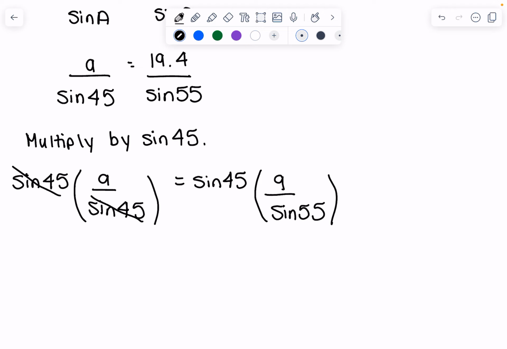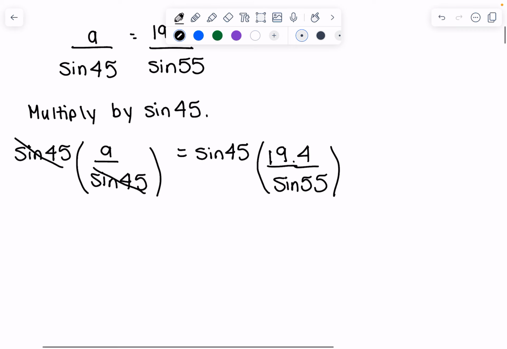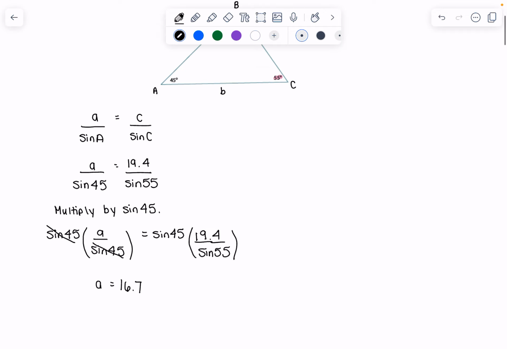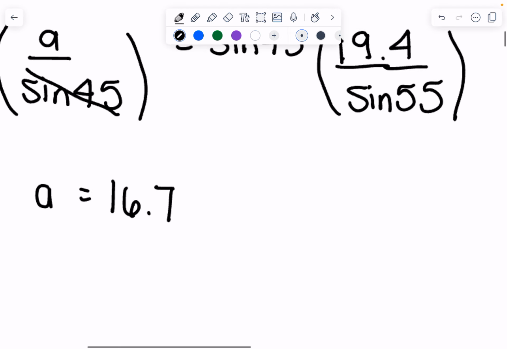When you're typing this into your calculator, there are no inverse buttons, so no shift or second function. You're just going to type the regular old sine button, so it's sine of 45 times 19.4 over the sine of 55. When you get your answer, make sure that makes sense. So when I calculate this out, a is about 16.7. You're also free, of course, to add back your units, so this would be centimeters.